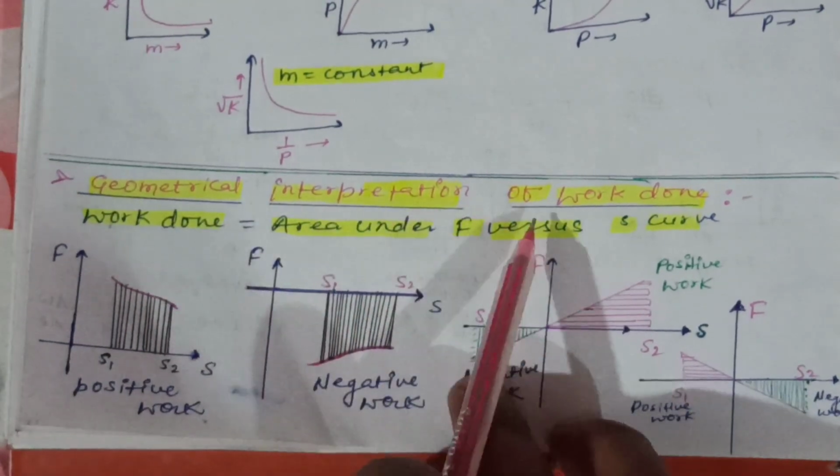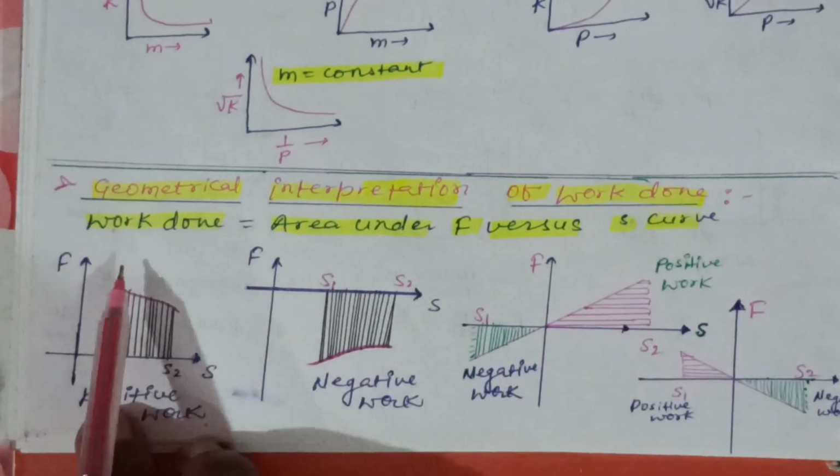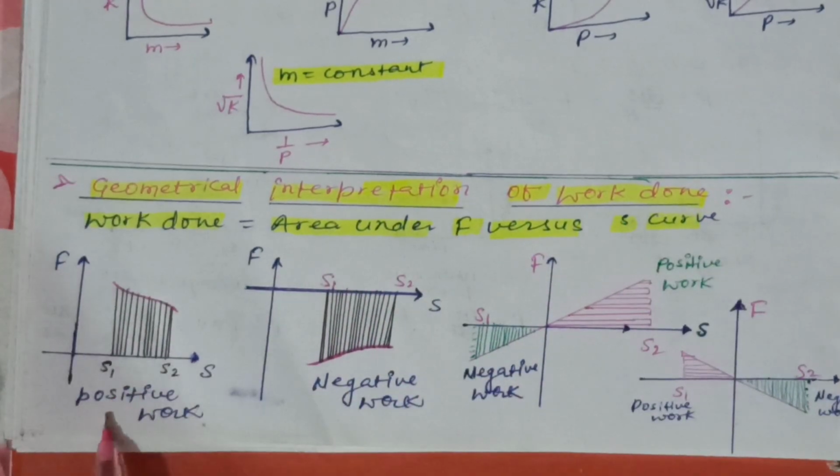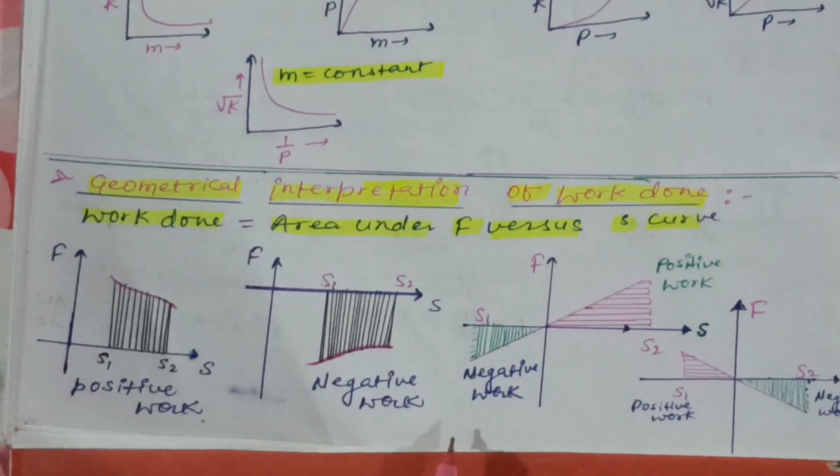Geometrical interpretation of work done: the area under the F versus x curve. Positive work, negative work, positive work, negative work.